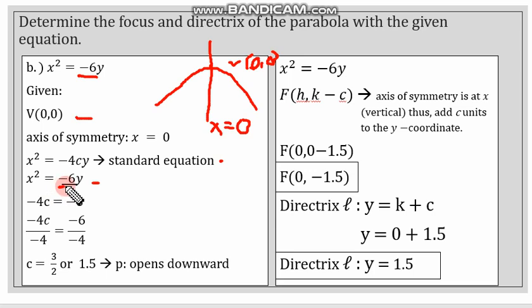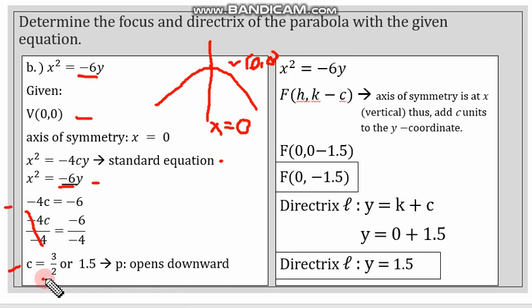So this is the value of our 4c, or negative 4c. So we could use 4c or negative 4c. Negative 4c is equal to negative 6. So we can divide both sides by negative 4. So negative 6 divided by negative 4 gives c is equal to 3/2.